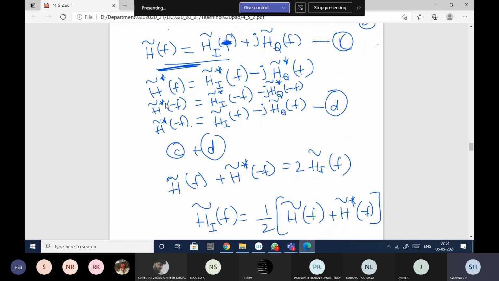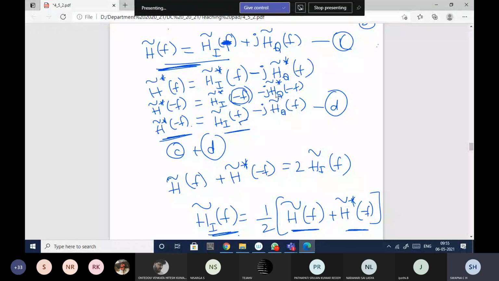Now I want H tilde star of minus f. Only when I take this will I get H_I of f in terms of H tilde of f and H tilde star of minus f. That is the reason I'm doing it this way. So H tilde star of minus f gives H_I tilde star of minus f minus j H_Q tilde star of minus f. And on this side, H_I tilde star of minus f can be represented as H_I tilde of minus of this value. Minus of minus is plus f.